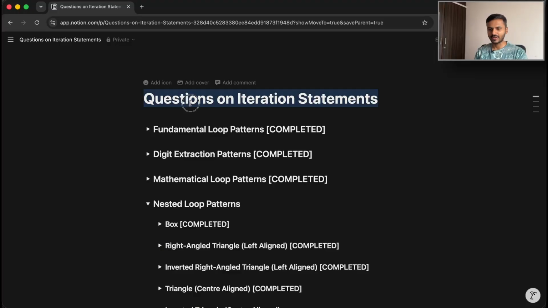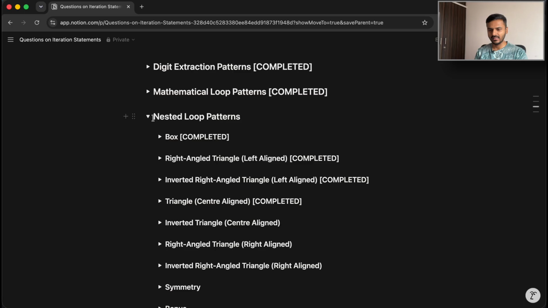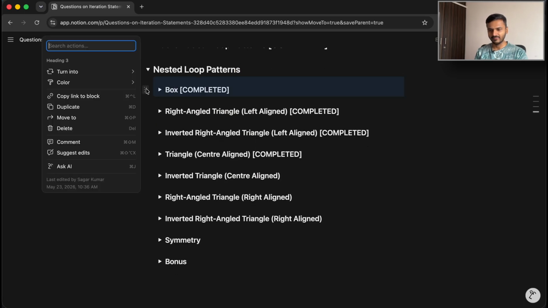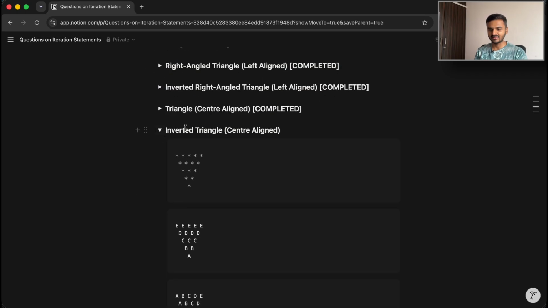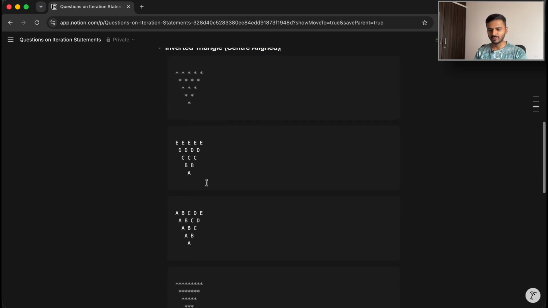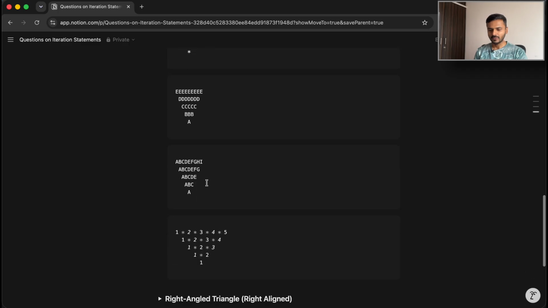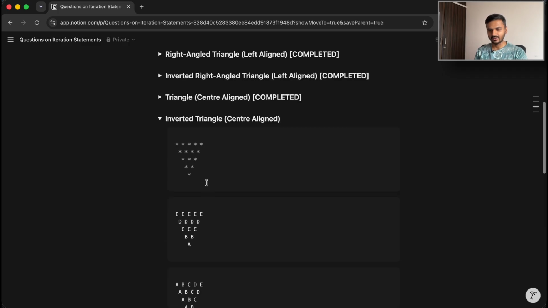Hello there. Let us continue solving questions on iteration statements. And currently, we're on the nested loop patterns category. And in this category, we have already solved questions from these subcategories. In this video, we will take up questions in the center aligned inverted triangle subcategory, where we will solve these questions. So let's get started with the first question from the list.